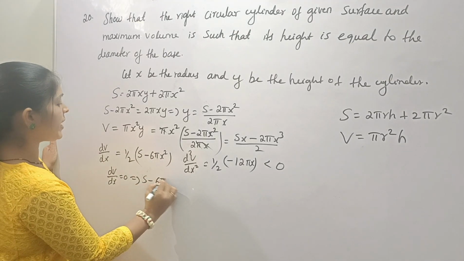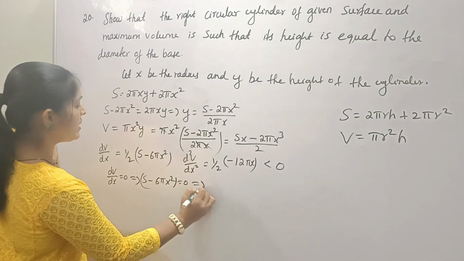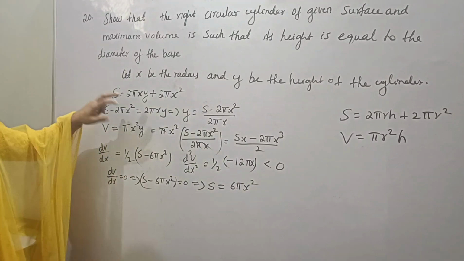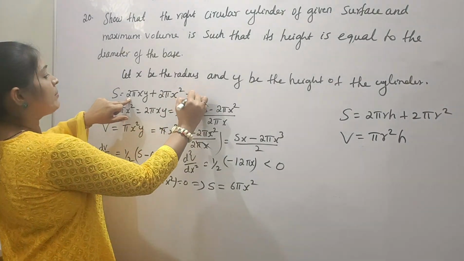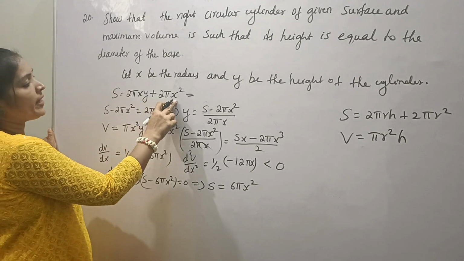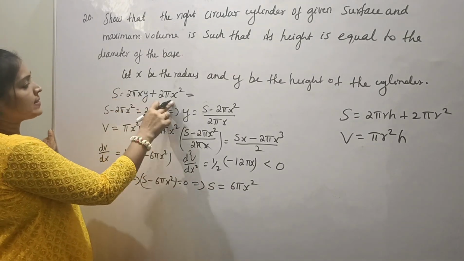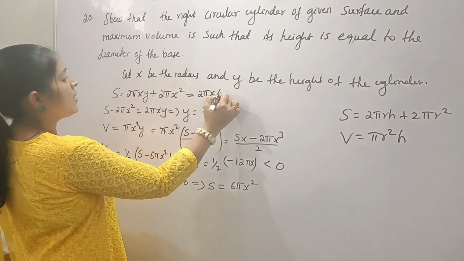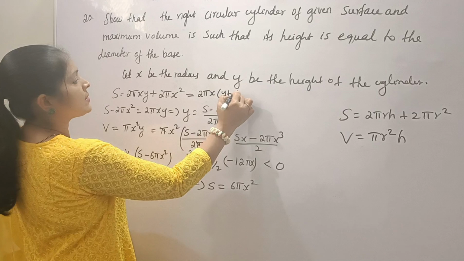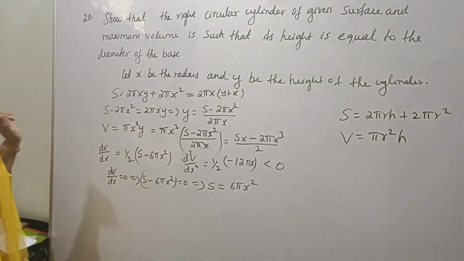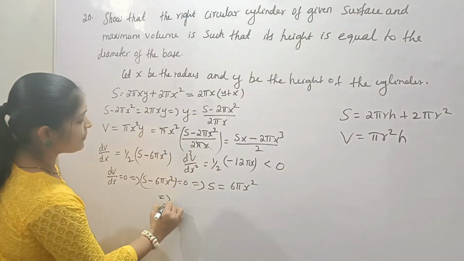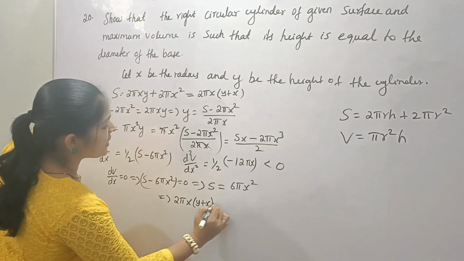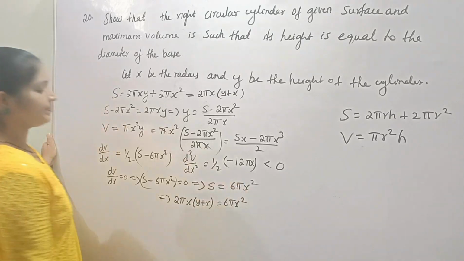s minus 6 pi x square is equal to 0. That implies s is equal to 6 pi x square. Okay, so what is our s? See, this s is nothing but 2 pi xy plus 2 pi x square, right? So here 2 pi x is common. Let's take it out: 2 pi x into y plus x. So let's substitute. This implies s is equal to 2 pi x into (y plus x) is equal to 6 pi x square.